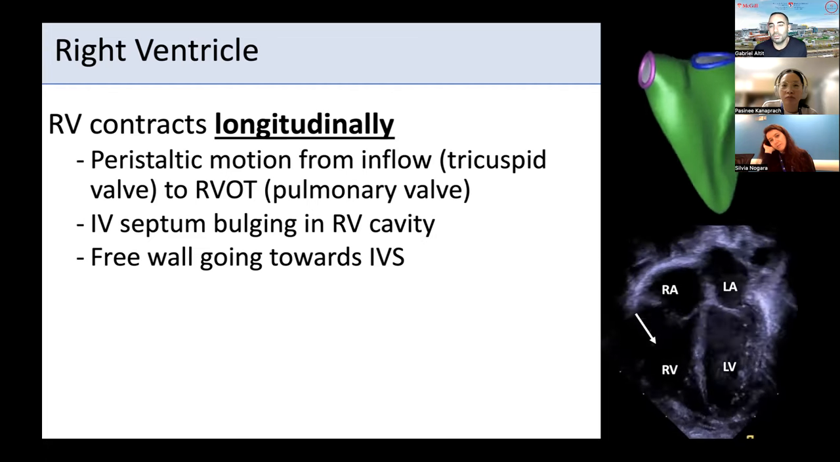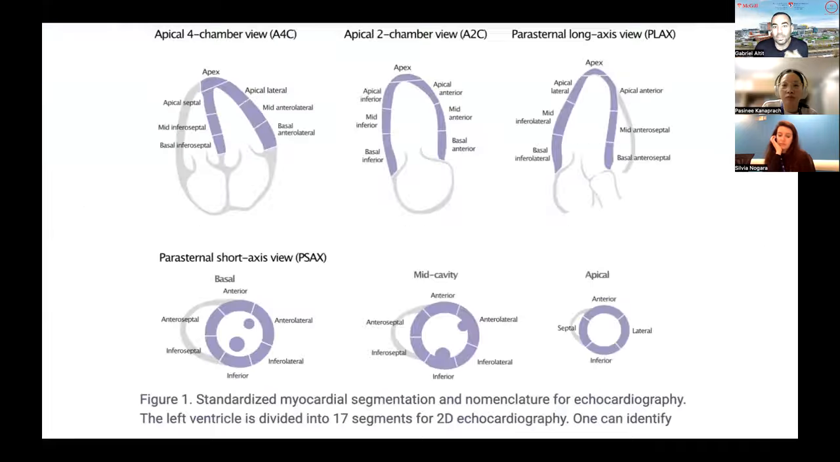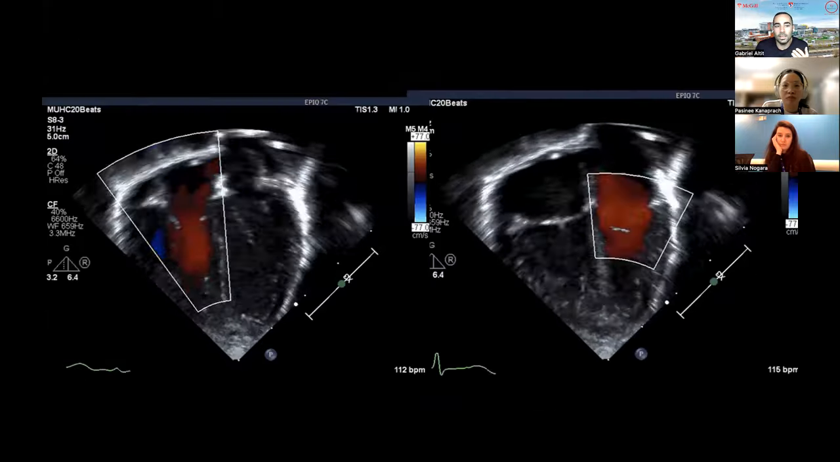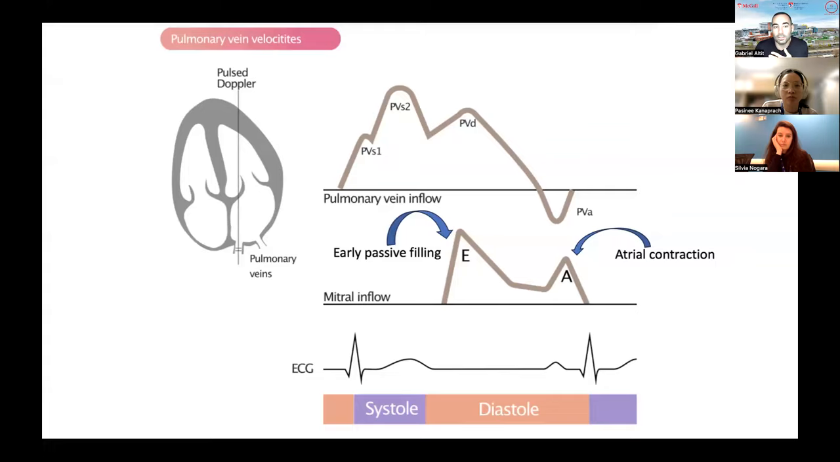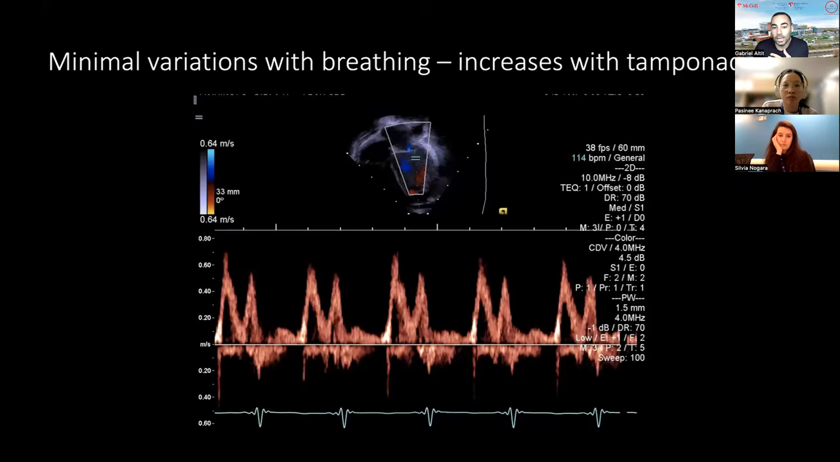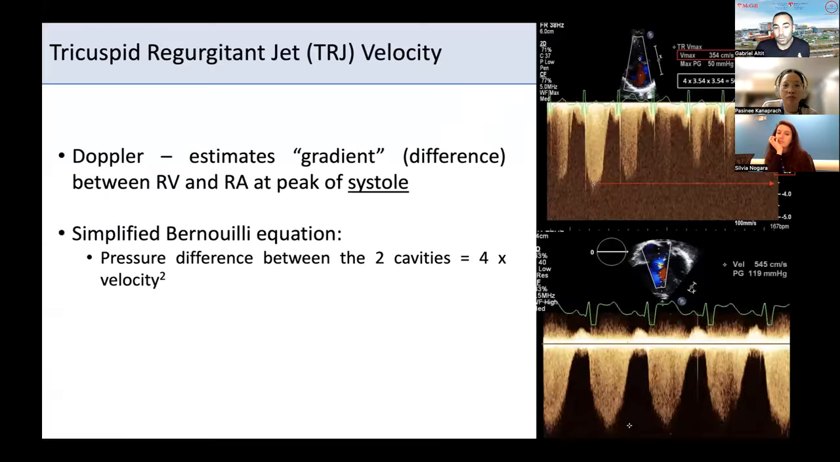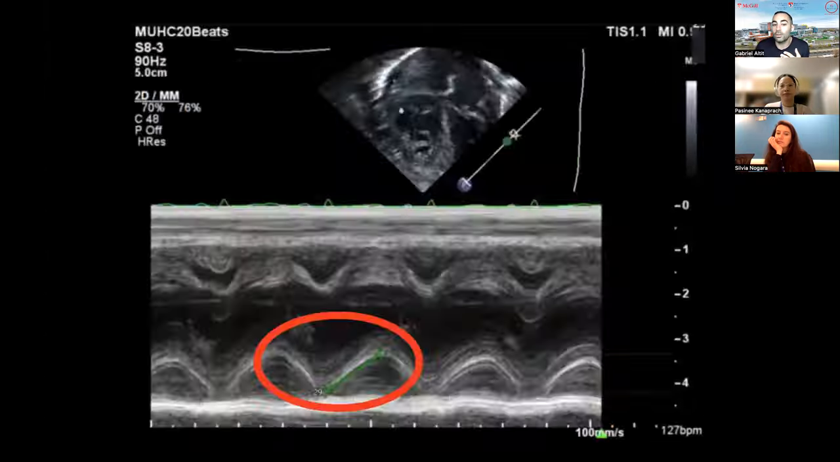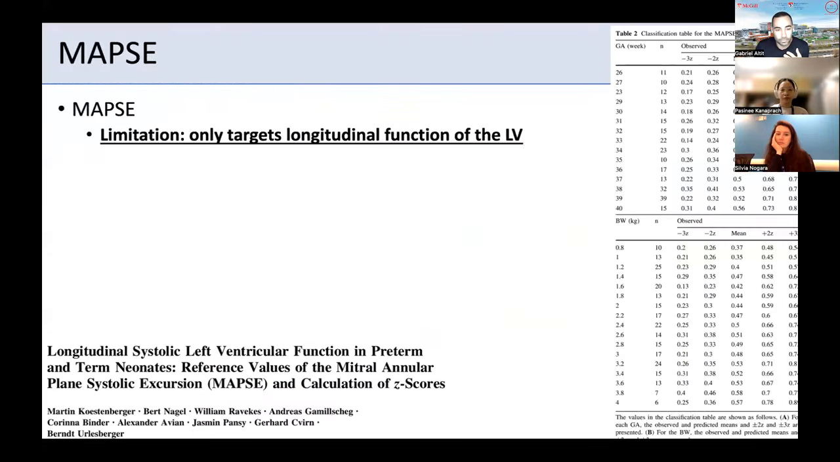But without 3D echo, it becomes a bit more difficult. So people have done some studies to try to see what are the best markers that correspond to ejection fraction when you're doing an MRI of the right ventricle. And a good marker is TAPSE. Another good marker is what we call the fractional area change.